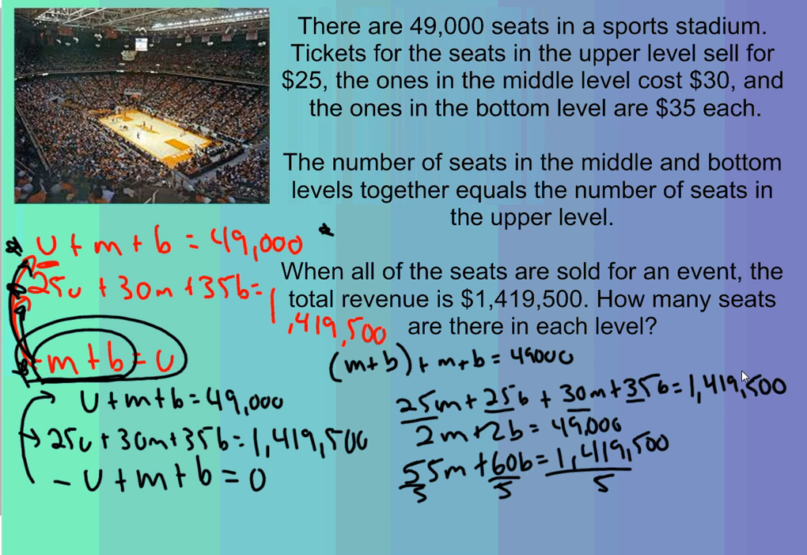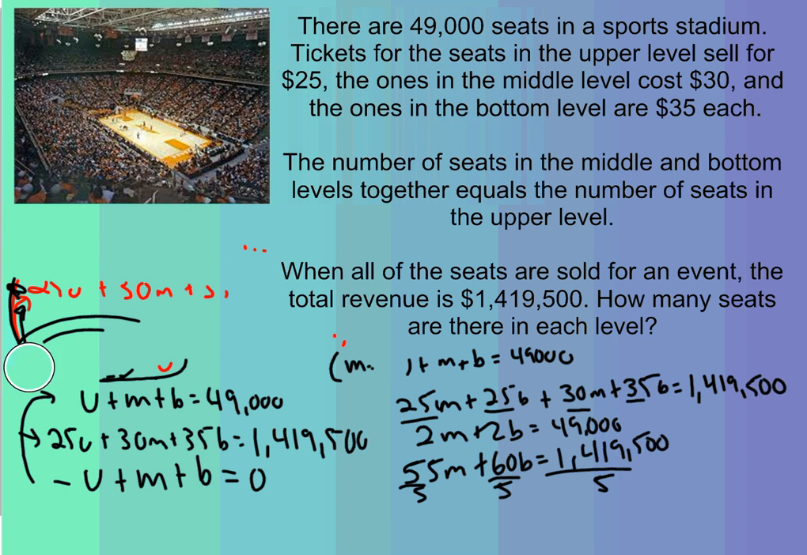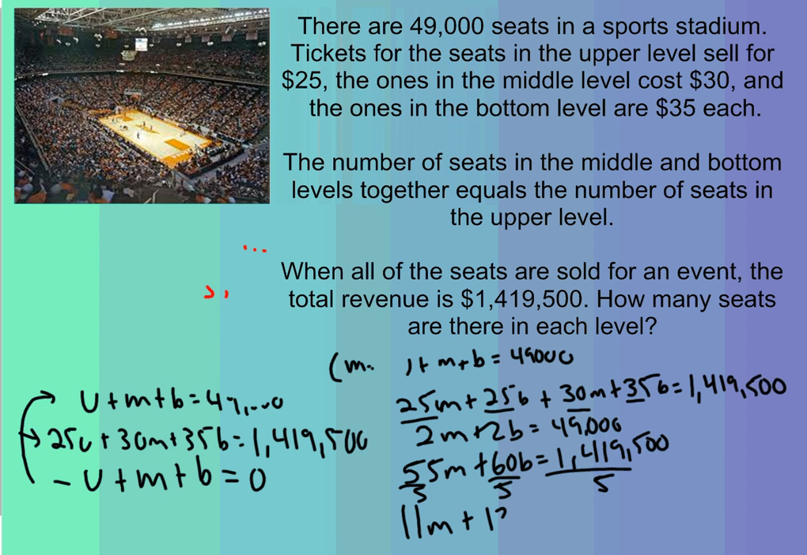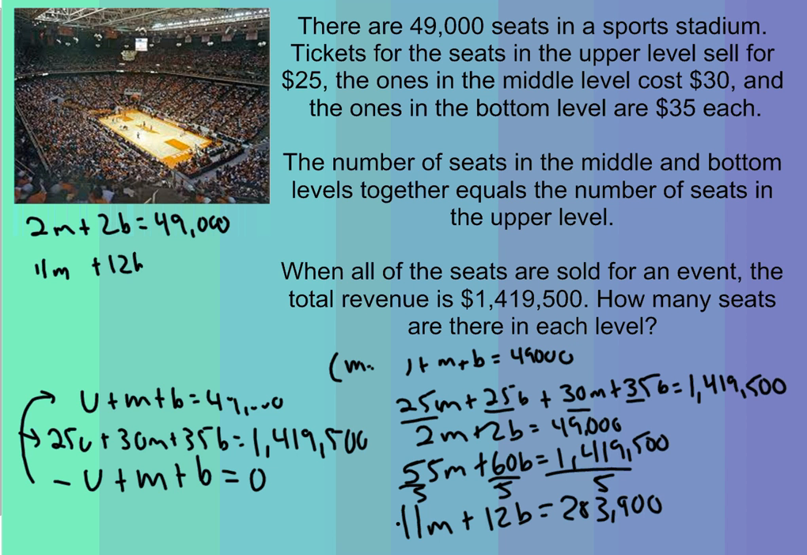All right, I'm going to erase this first part again so I've got a little room to work. So this becomes 11M plus 12B equals 283,900. Now I'm going to take my two equations and rewrite them back up here so I've got a little room to work. So that's going to be 2M plus 2B equals 49,000, and 11M plus 12B equals 283,900.